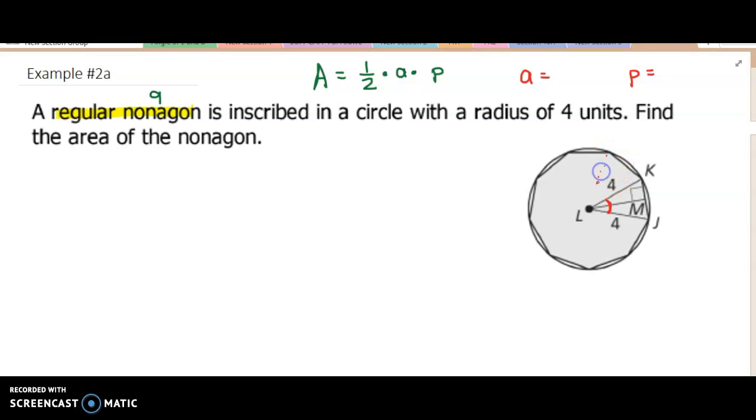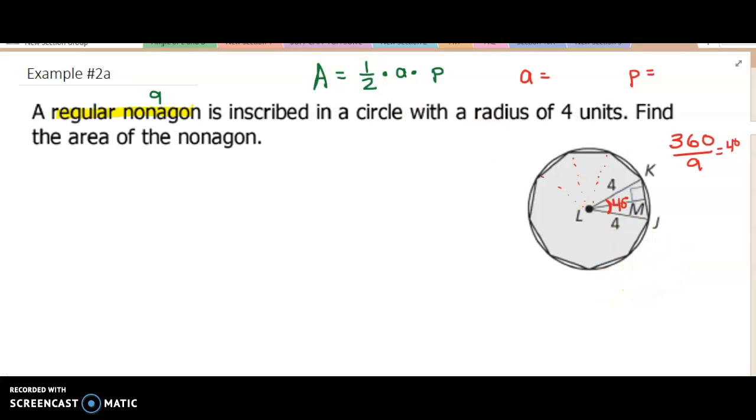And so if I were to draw all these, which I'm not going to, there would be 9 central angles. So I'm going to do like I just did. 360 divided by 9 is 40. Okay, so this angle right here is 40 degrees.